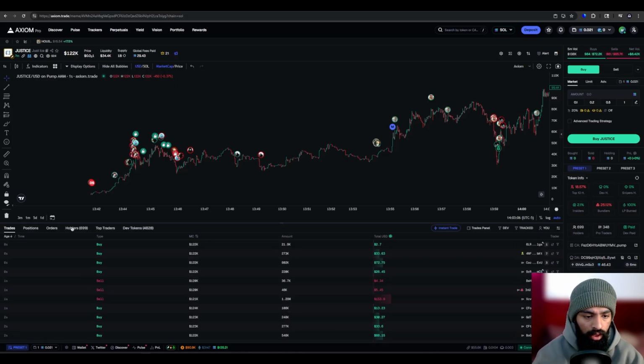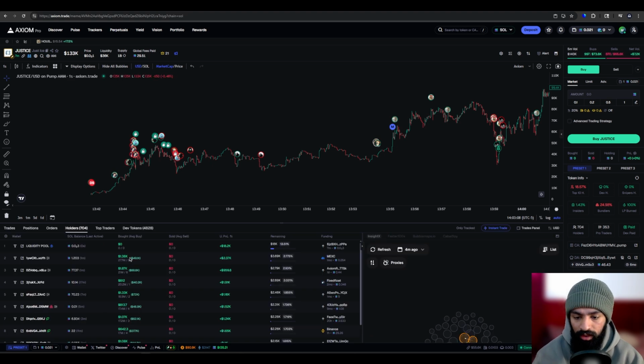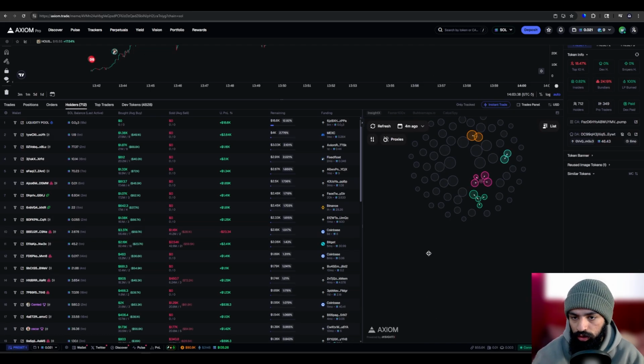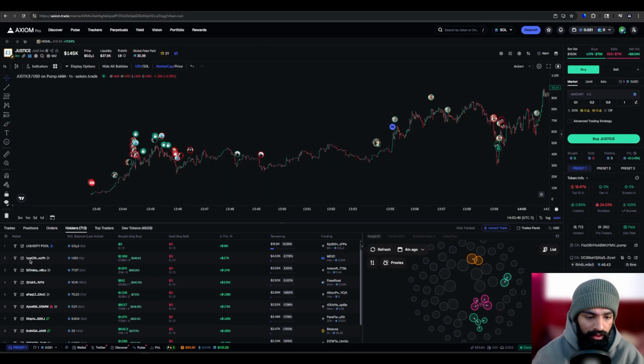Just really quick, if you go to holders, you'll see top holders. This right here on the left, you'll see the people who are holding the most amount of coins, basically the top holders, and on the right you'll see a bubble map. So these are two different things. Let's take a look at the holders first.